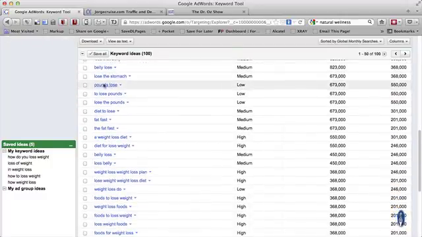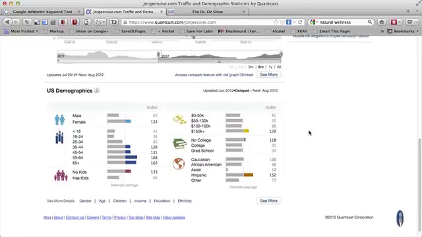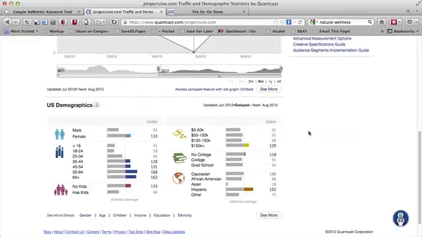So this will give you a whole bunch of other ideas for keywords that maybe you hadn't thought of, and then as you go to those websites and do what I'm about to do here, you'll also get a sense of who you can advertise to. Now, the thing I like about this, and by the way, this is all free information, right?